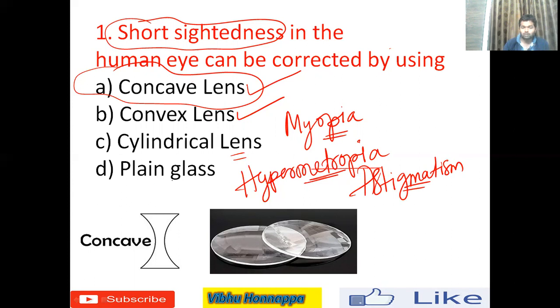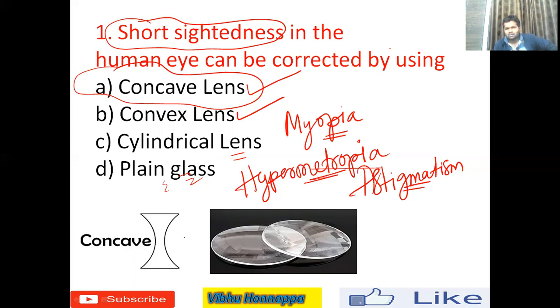And the fourth option is plain glasses. Plain glasses are used for decorative purposes, water bottles, or to make jars. In all these things, we basically use plain glasses. And here we can see two images. One is a concave lens, another one is a convex lens.